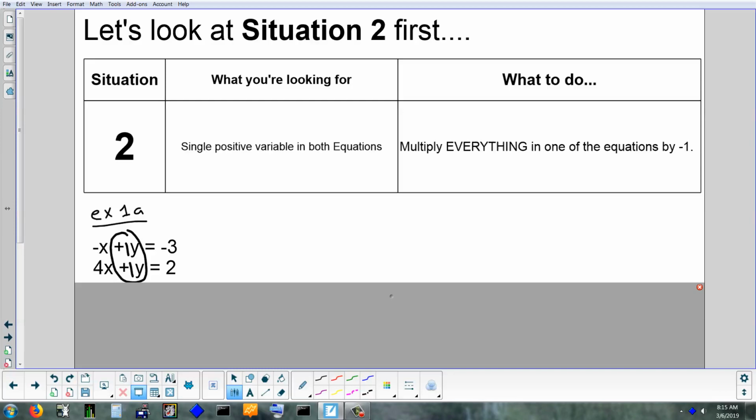Multiply everything in one of the equations by -1. What that's going to do when you multiply everything by -1 is it's going to change the sign of everything, including this sign right there. It's going to turn it from a positive into a negative. And then we're going to have what we did yesterday. So that's the extra step. You have to multiply everything in one of the equations by -1.